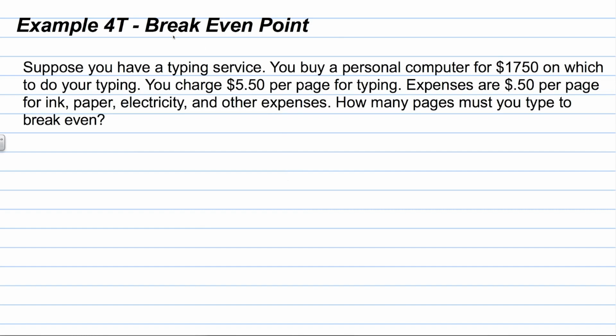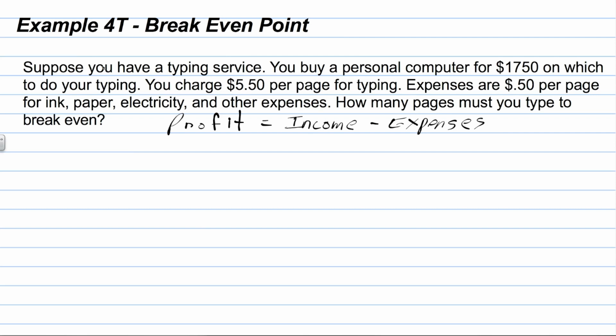In example 4T, we're going to be talking about the break-even point. And the break-even point really has to do with profit. It's dealing with the profit equation, and that profit equation is this. I'm going to use words here to write it out. The profit is equal to the amount of income minus expenses. So as we read this problem, we're going to want to keep an eye out for things that are related to income, and things that are related to expenses.